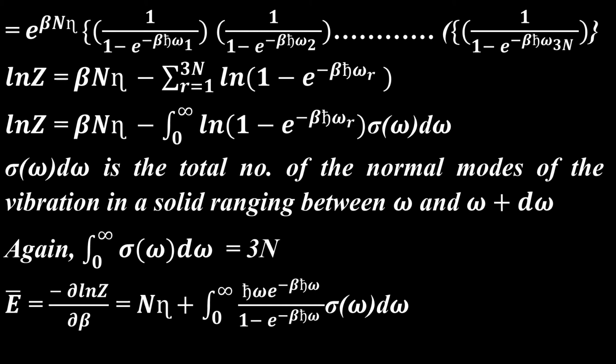Then next we get ln Z equal to beta n eta minus integration from 0 to infinity of ln (1 minus e to the power minus beta h cut omega) into sigma omega d omega, where sigma omega d omega is the total number of normal modes of vibration in the solid ranging between omega and omega plus d omega. And it's a very important topic.